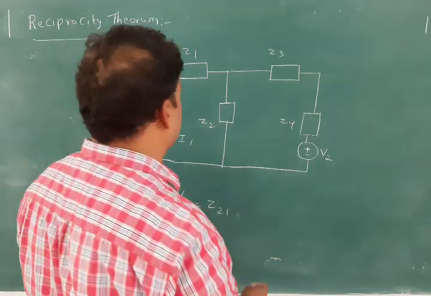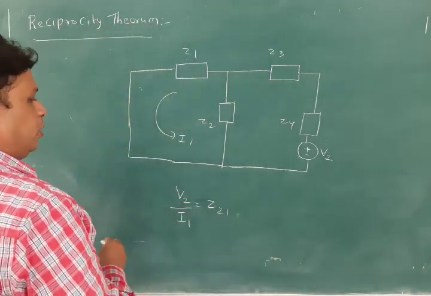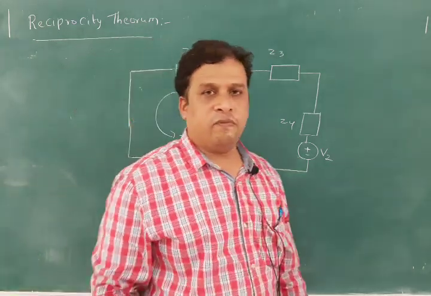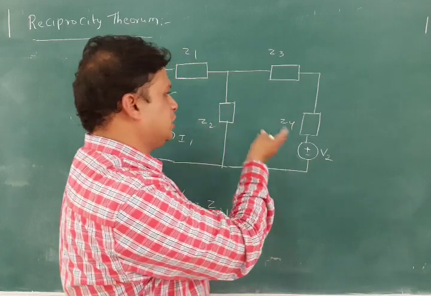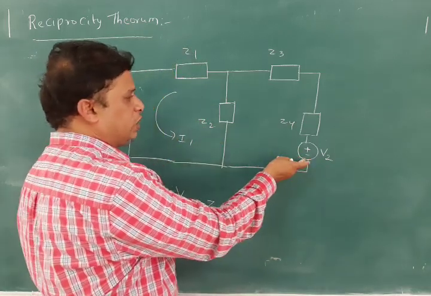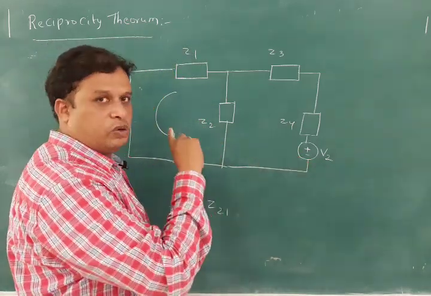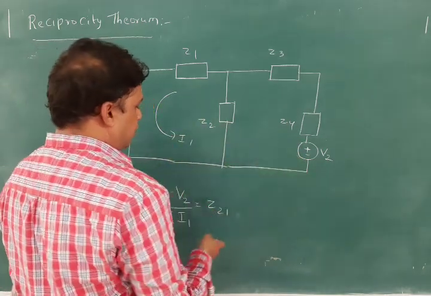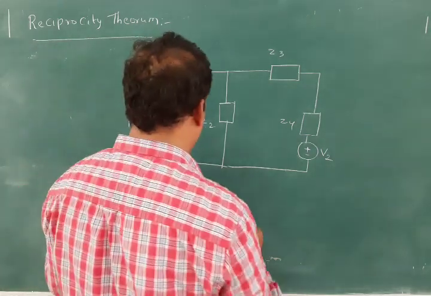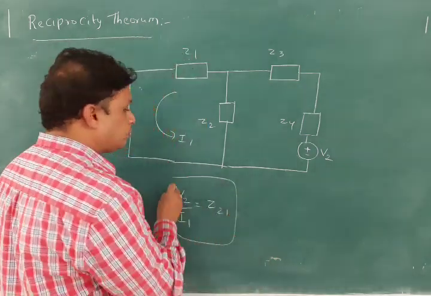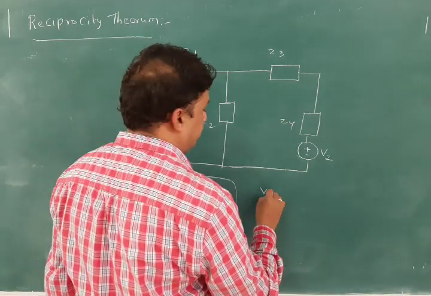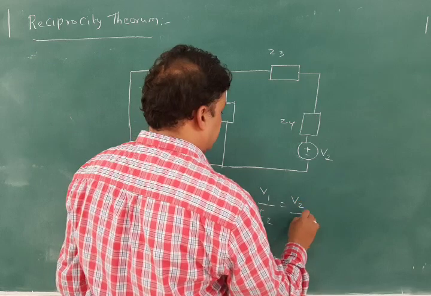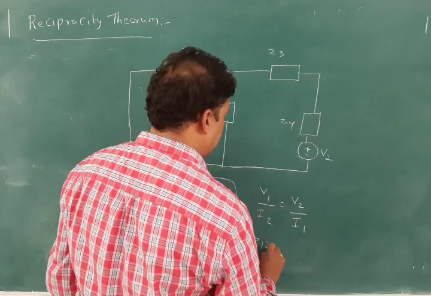The previous circuit showed V1 by I2 and this circuit shows V2 by I1. The reciprocity theorem states that if the positions of voltage and current are interchanged, like V2 is here and now I1 is shown here, while in the previous circuit V1 was here and I2 was shown here, then we have to prove V1 by I2 is equal to V2 by I1, which is Z21. So V1 by I2 is equal to V2 by I1, or Z12 is equal to Z21.